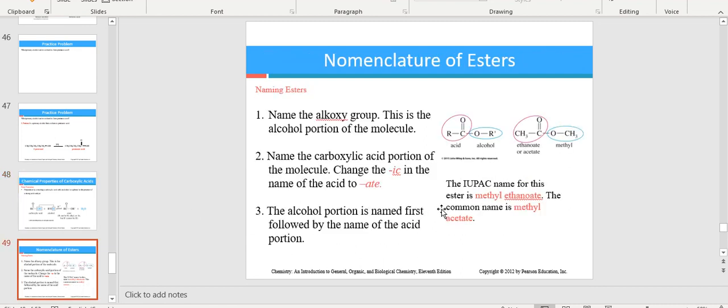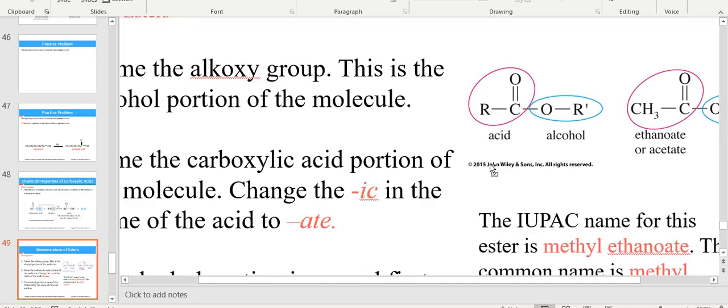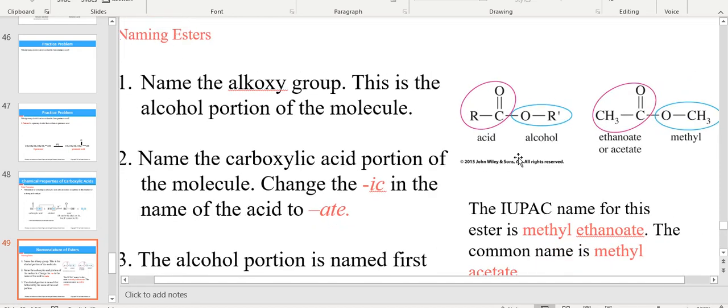Naming this, the IUPAC name for esters. Now, I want to show you this right here. There are two sides to this chain. This is your ester group. This is how you're going to name this thing. If you cut it right here, you've got this side that contains the carbonyl group, and then you've got this side here that does not. It just has a single oxygen. This guy here has the double oxygen.